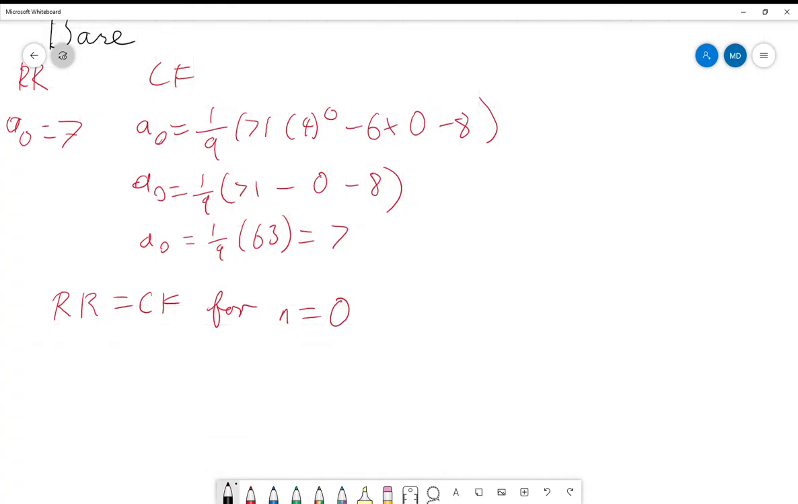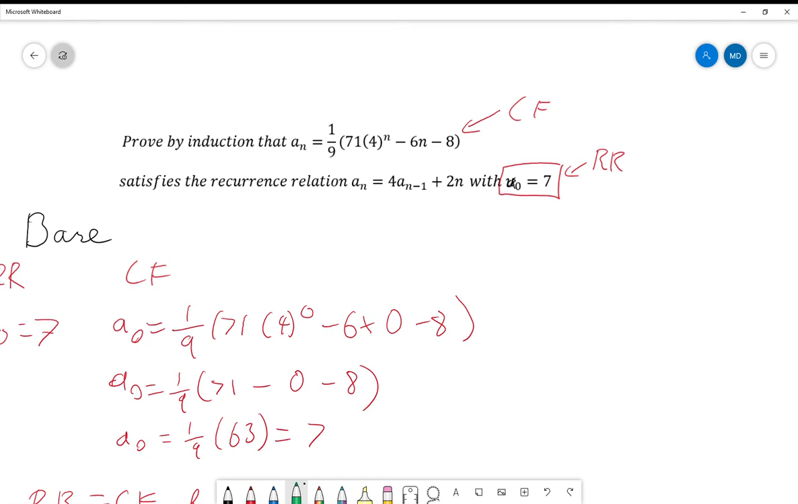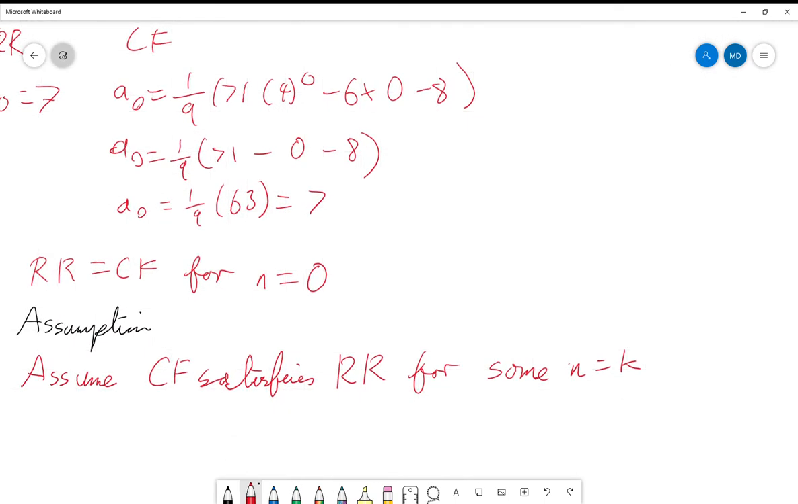Now we need our assumption. Our assumption is going to be: assume the closed form satisfies the recurrence relation for some n equal to k. Except if we go up here, we notice that this is n minus 1 and we want it to go to n. And so it's going to be a little bit nicer for the form that we have to write this as n equals k minus 1.